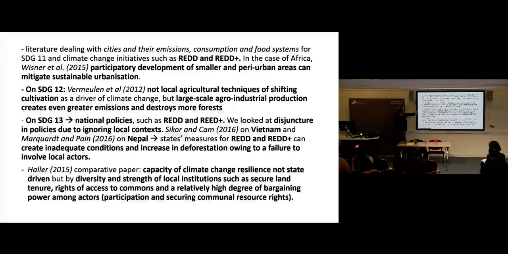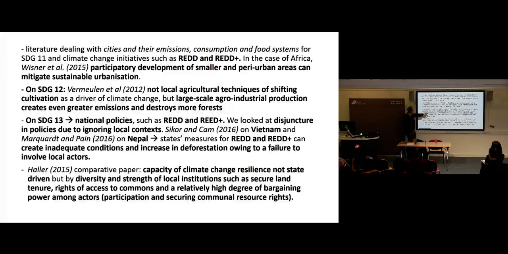Good. So on SDG 13, national policies related to REDD and REDD Plus, we looked at the disjunction in politics due to ignoring local context. There's a very nice paper by Sikor and Cam in Vietnam who say that by the end, the REDD Plus initiative led to the conservation of an area which was completely deforested. There was no forest anymore, but it was protected under REDD Plus. Again, a very cynical constellation.